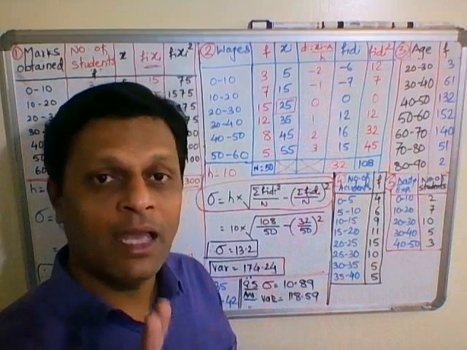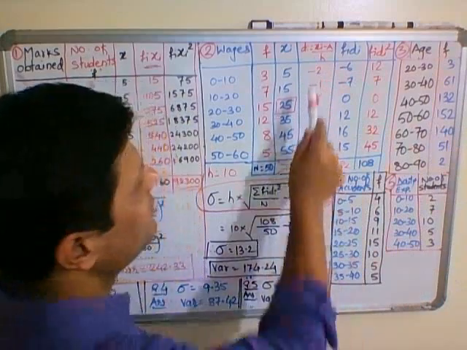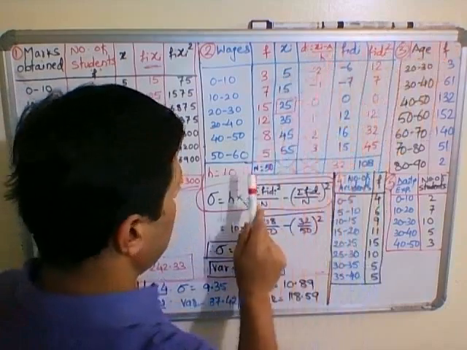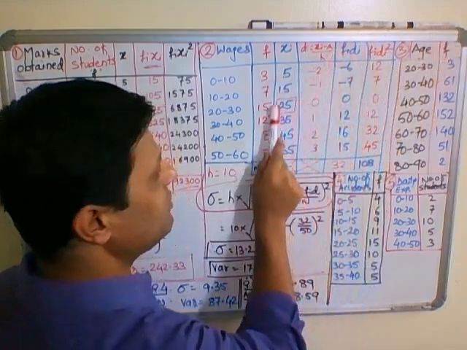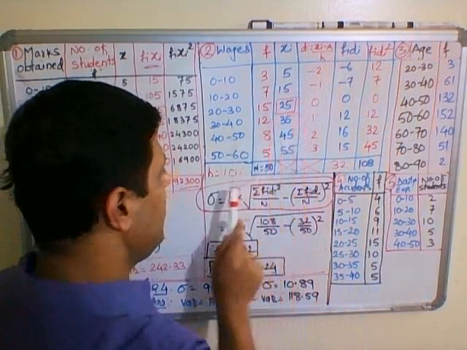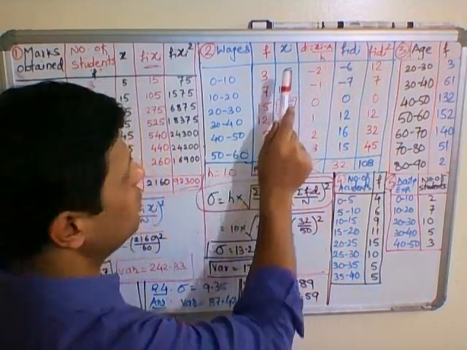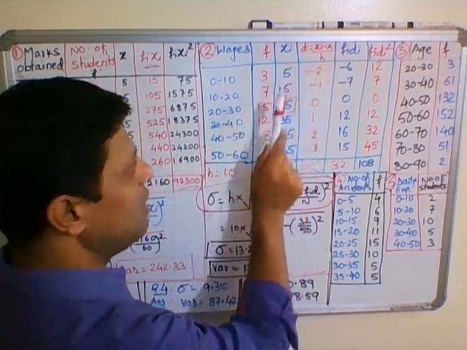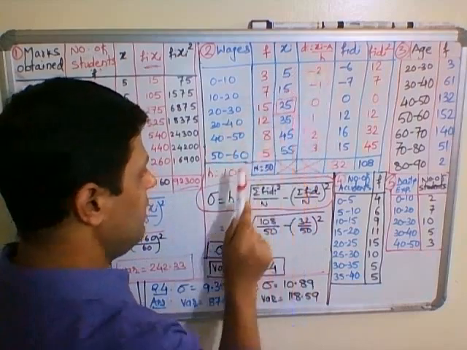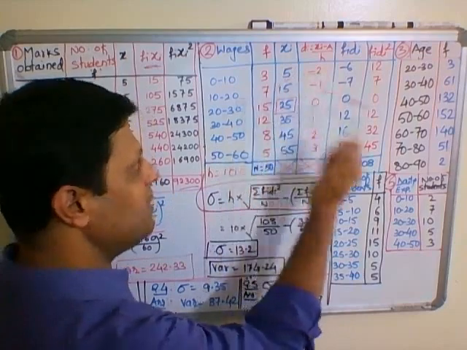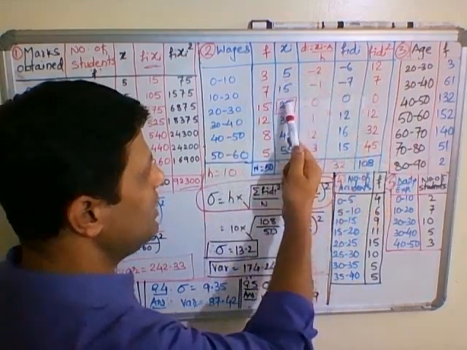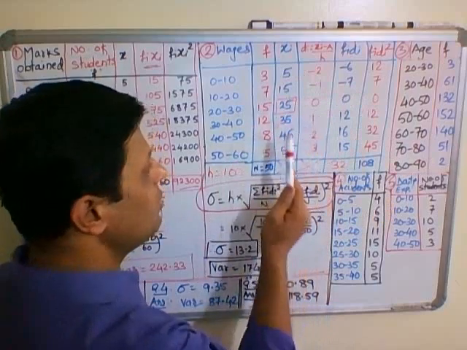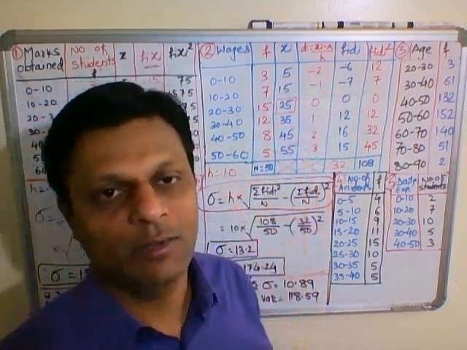I repeat, xi minus A upon h is the formula which I have written here. Each x value minus the assumed mean, that is 25, which I have highlighted here, divided by h, the width of the class interval. So 5 minus 25 by 10 is minus 2. 15 minus 25 by 10 is minus 1. 25 minus 25 by 10 is 0. 35 minus 25 by 10 is 1. 45 minus 25 by 10 is 2. And then the last value.